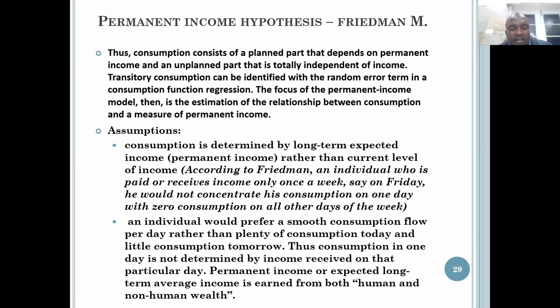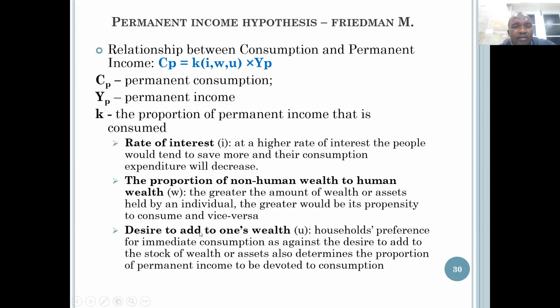Basically, an individual would prefer to smooth consumption flow per day rather than plenty of consumption today and little or no consumption tomorrow or on the subsequent days. Thus, consumption in one day is not determined by income received on that particular day. Permanent income, or expected long-term average income, is earned from both human and non-human wealth.